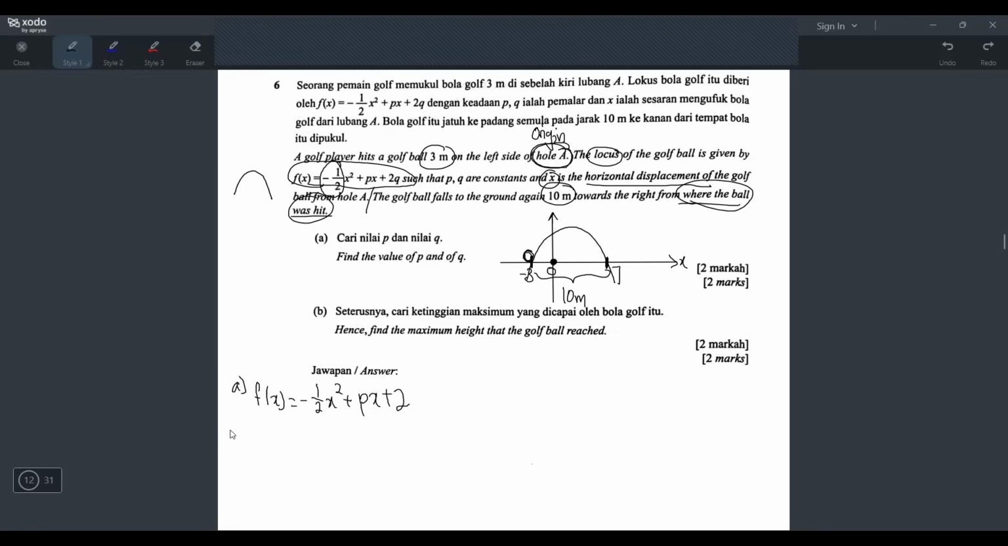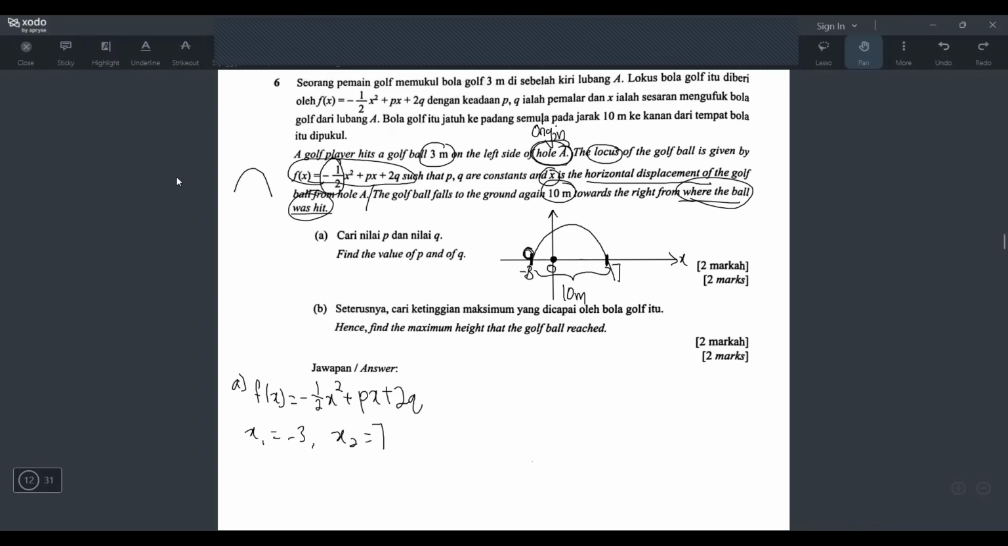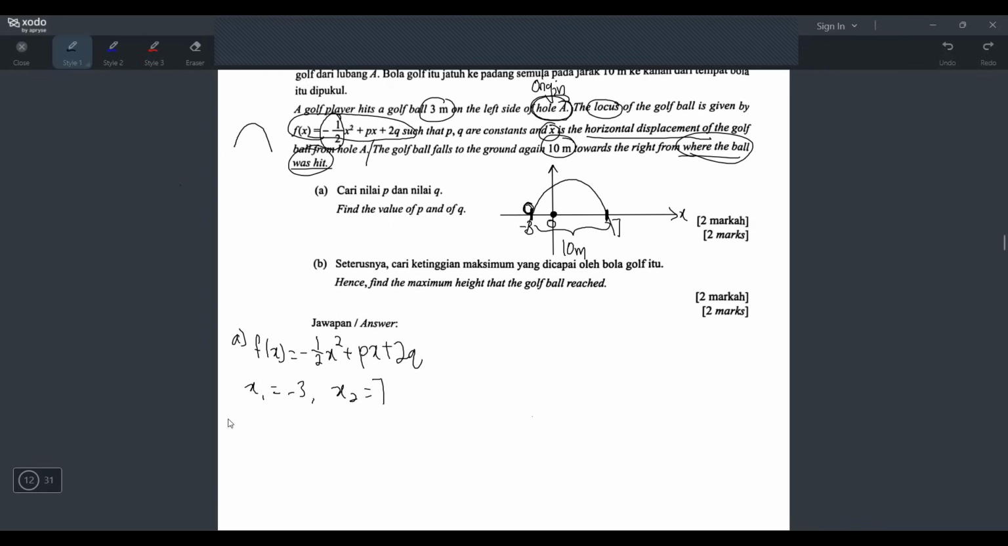Okay, but before using Sawpore, you have to make sure your equation is in general form. So this is already in general form. And then what is the x1? -3. What is the x2? 7. All right. This -3 and 7 is the x-intercept, right? But we also call it roots sometimes. Okay, roots and x-intercept is the same meaning. Okay, after you sampai sini, now you can do the Sawpore method.